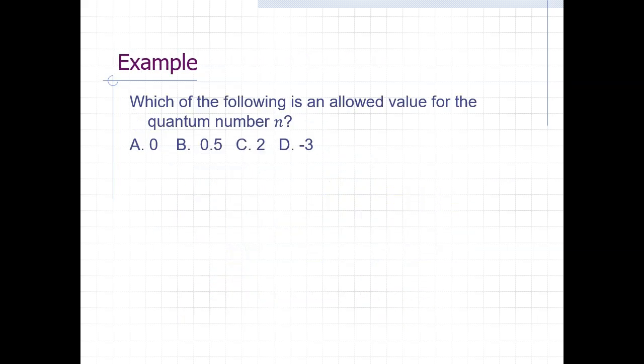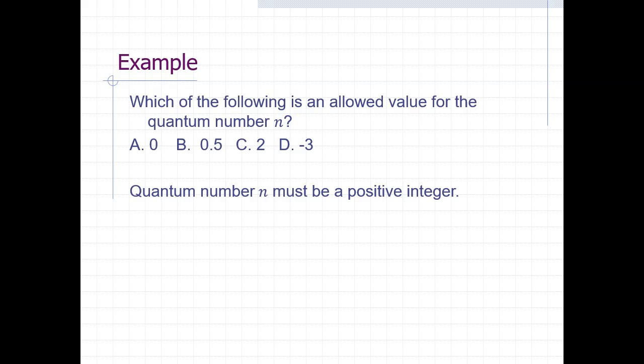Let's look at a few simple examples to familiarize ourselves with the quantum numbers. Which of the following is an allowed value for the quantum number n? Pause the video, then resume playing to check your answer. Let's see. The rule is that the principal quantum number must be a positive integer. That rules out choices A, B, and D.